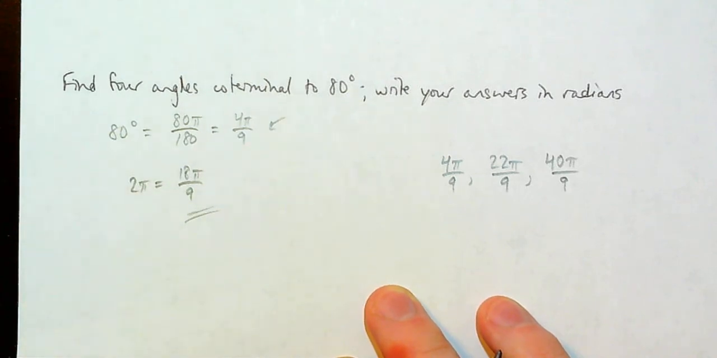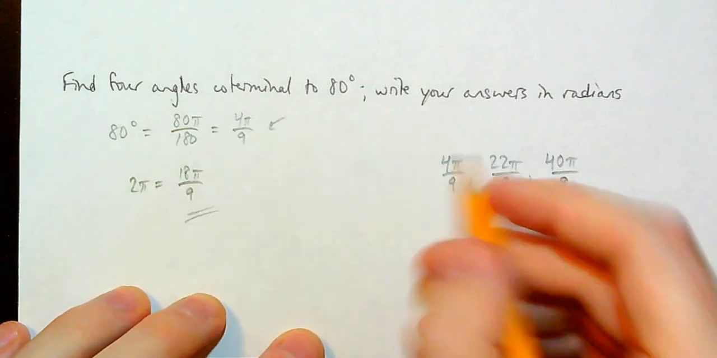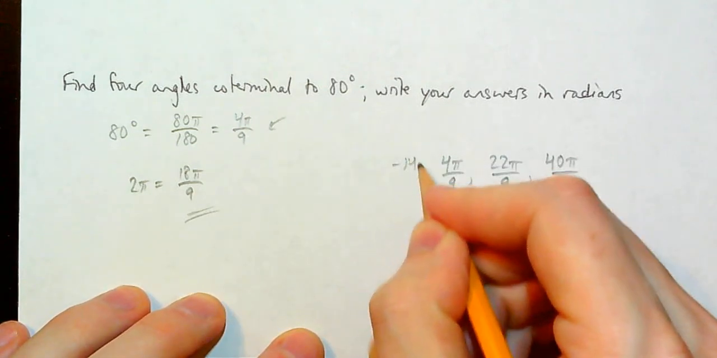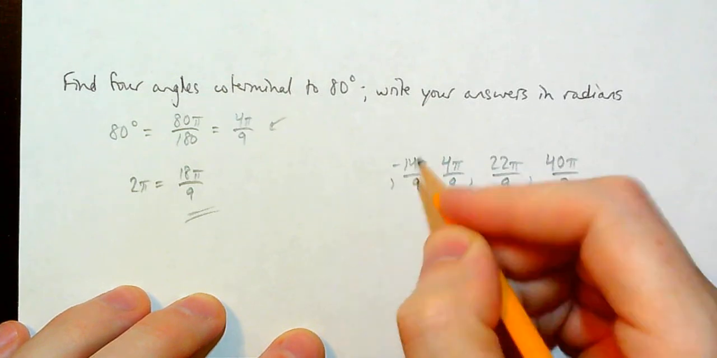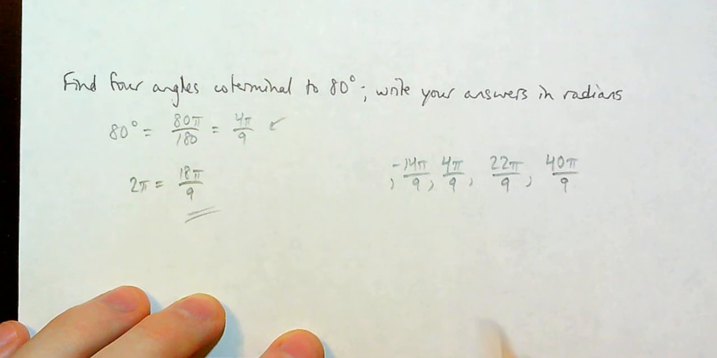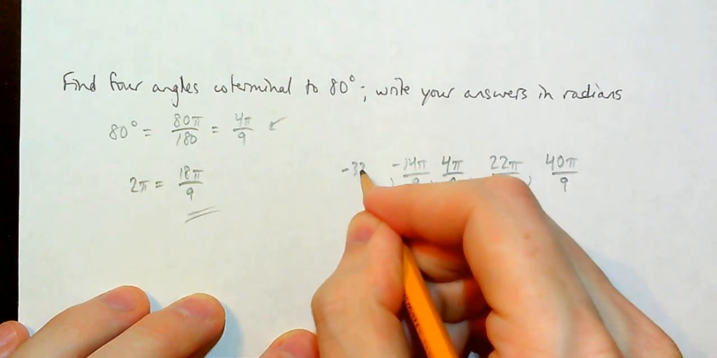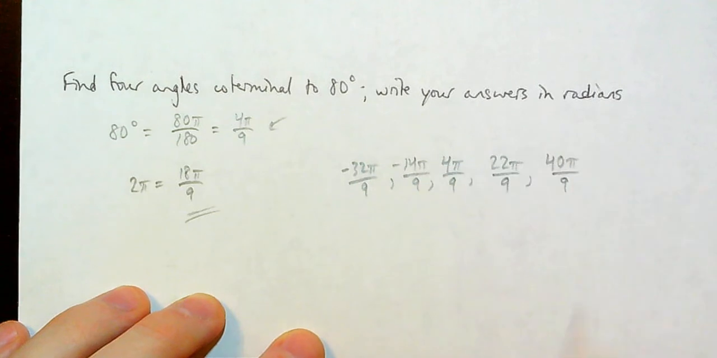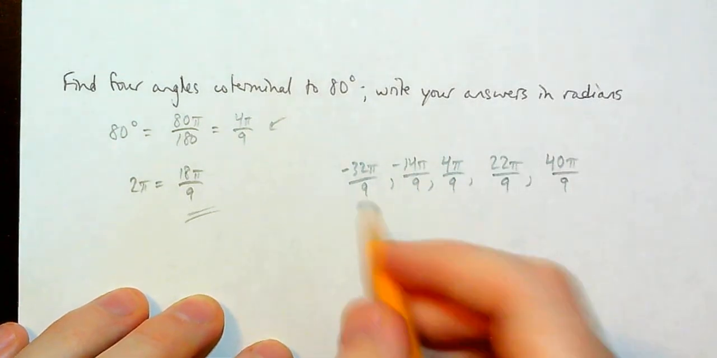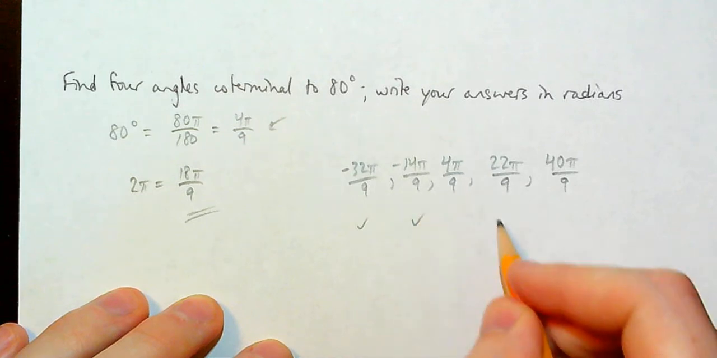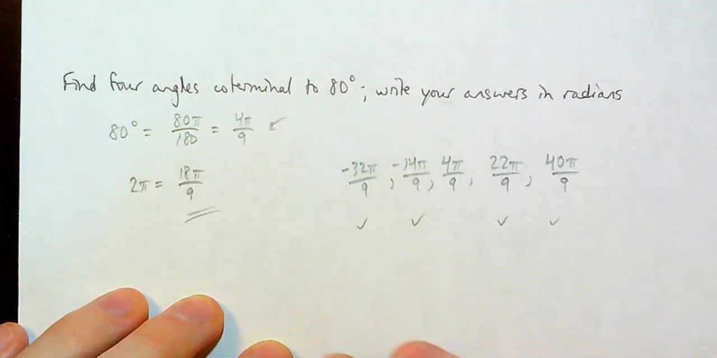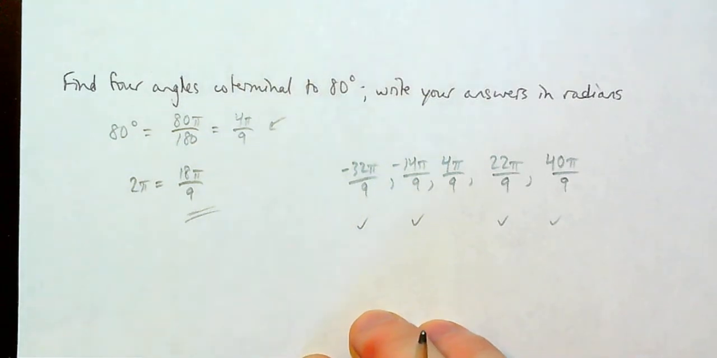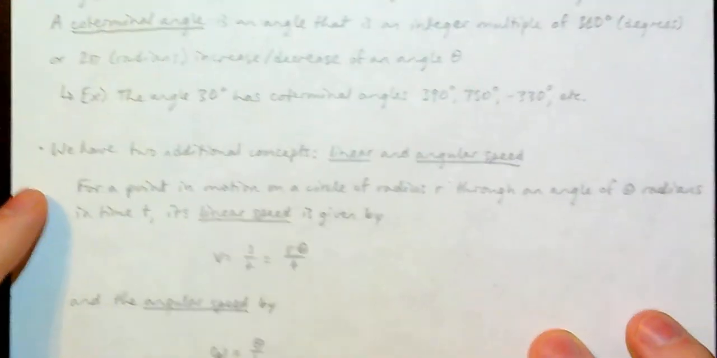Now let's go negative. I'm going to subtract 18 pi over 9. That gives me minus 14 pi over 9. And then subtract another 18 pi over 9. That's going to give me negative 32 pi divided by 9. So there we go, guys. There are our 4 coterminal angles to 80 degrees, but this time our answers are given in radians. So not too complicated of a calculation that you have to do there for that guy.